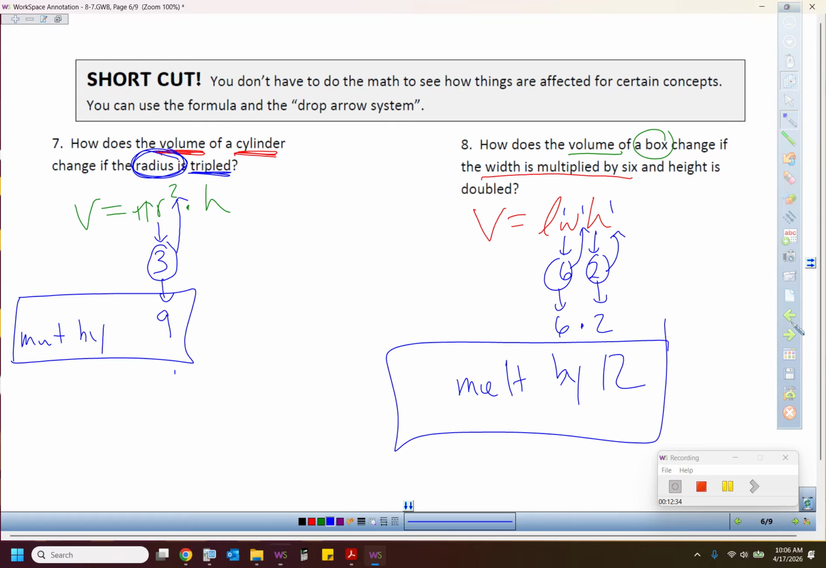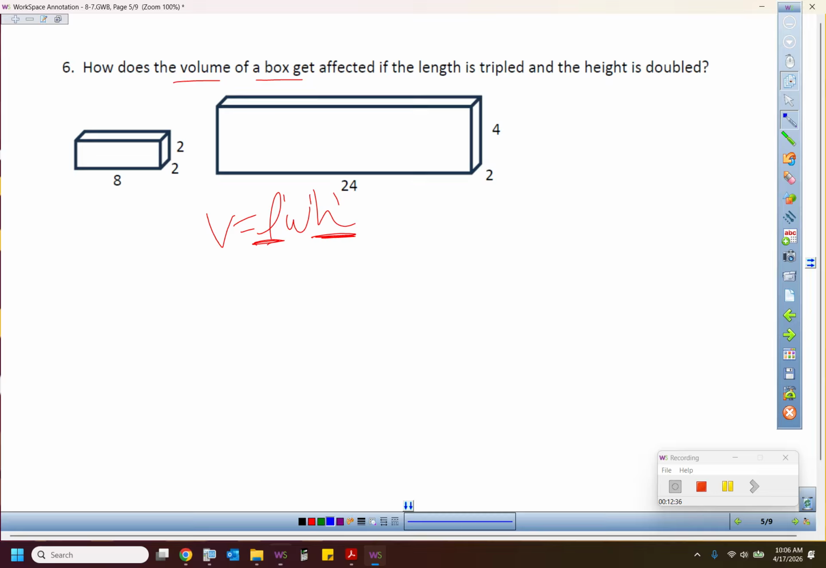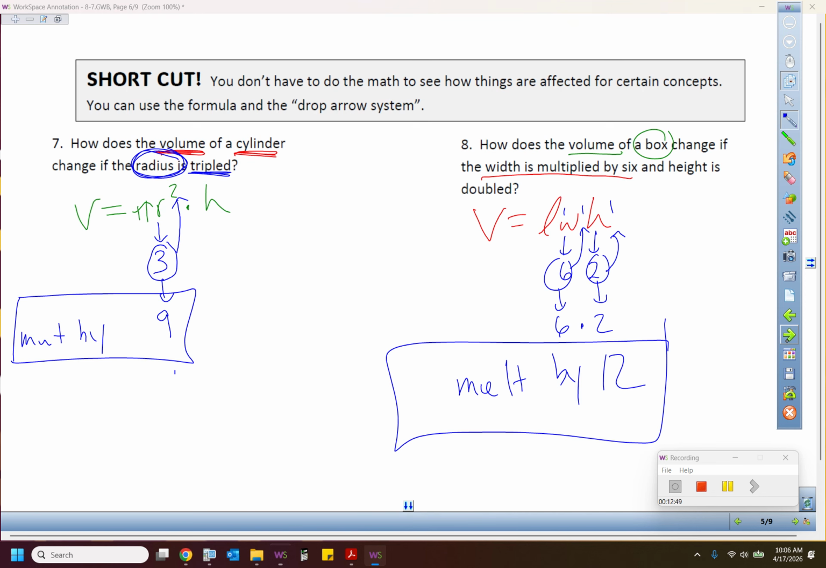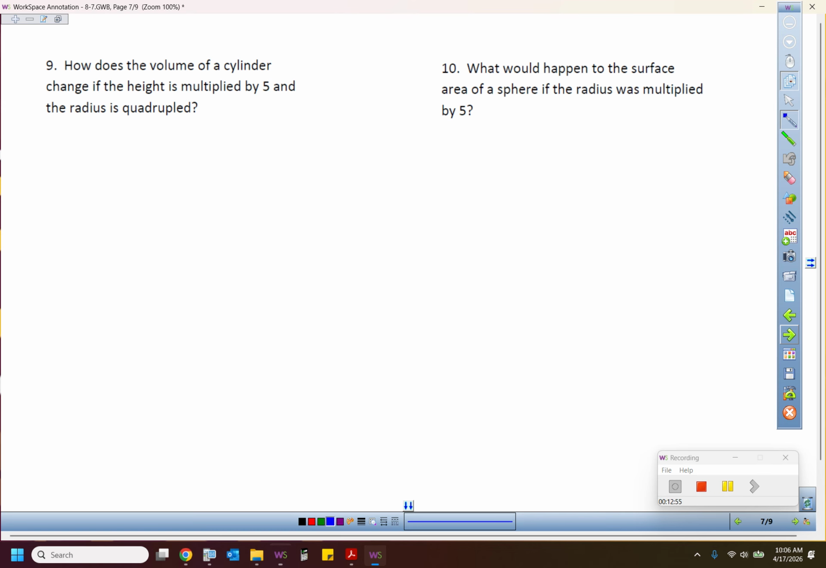And that's exactly what happened back here with this guy. If we tripled the length and we doubled the height, didn't a 3 pop out of one and a 2 pop out of the other, and we got 6 times as many calculators as we did before. So it's just kind of weird. But when they start changing to more advanced shapes, you got to really pay attention. So we're going to skip 9. Is that okay? Let's go to 10. What would happen to the surface area of what shape? Sphere. Go to the yellow card. Start with that formula.